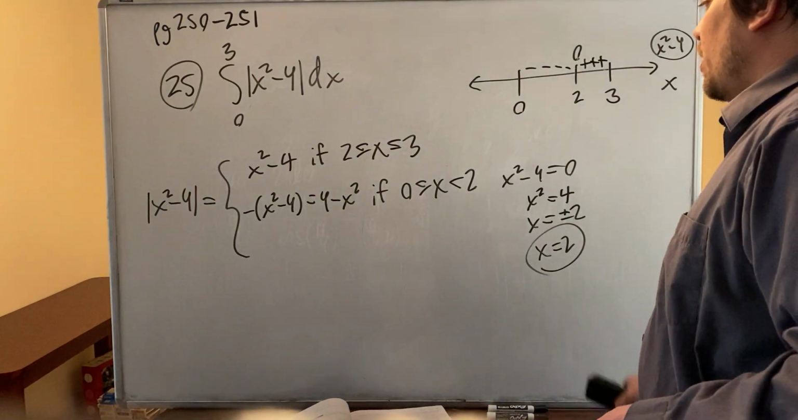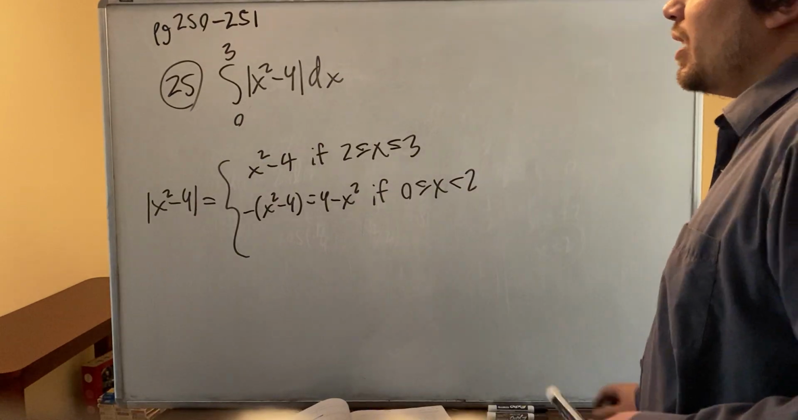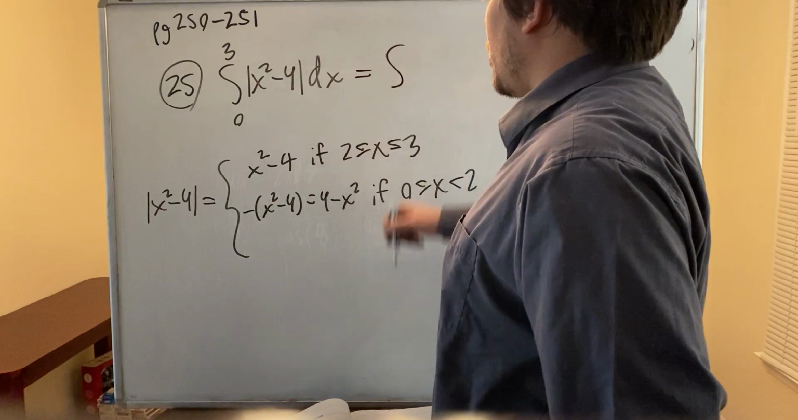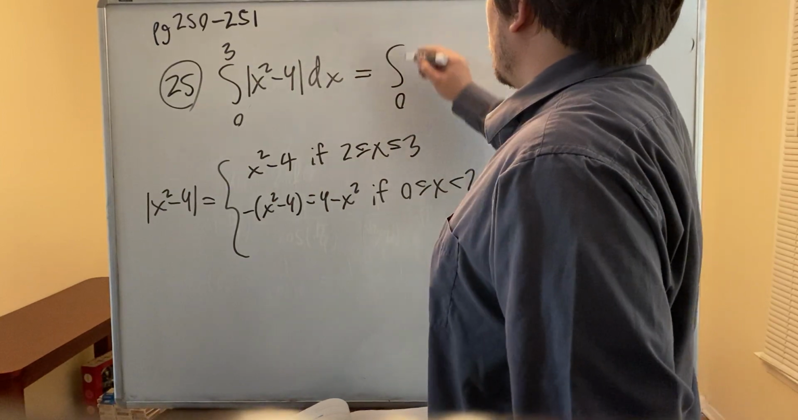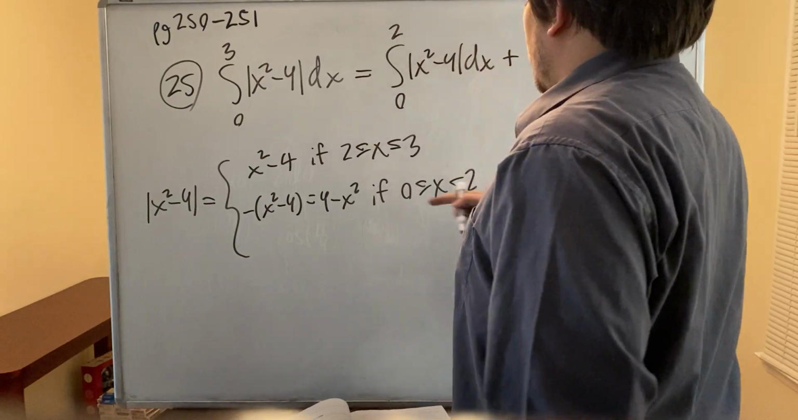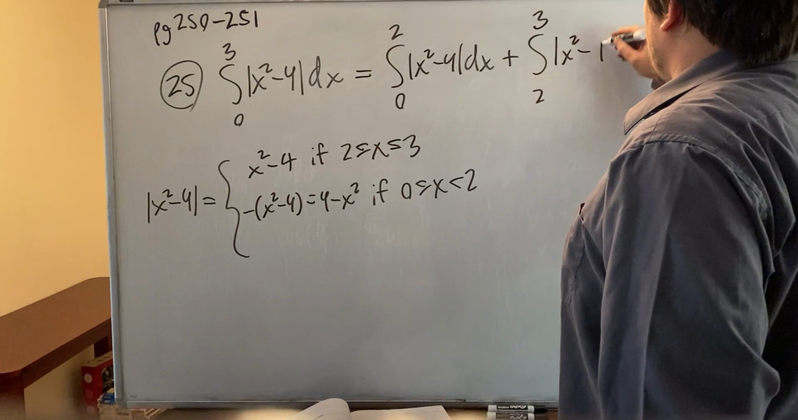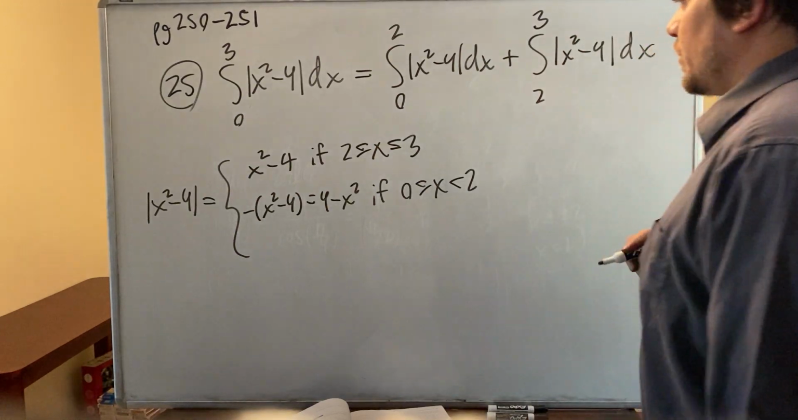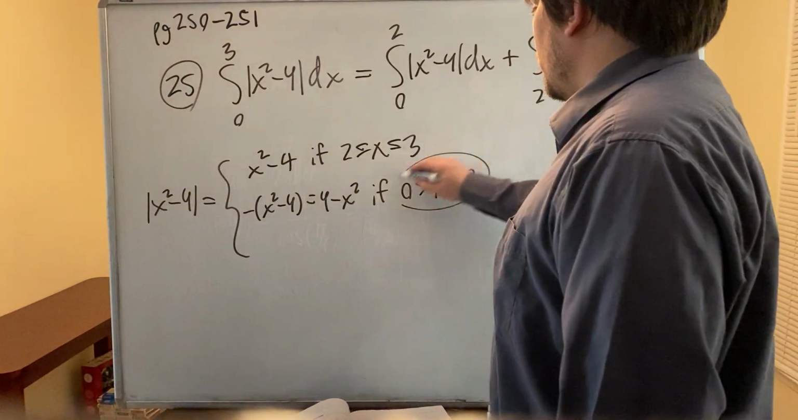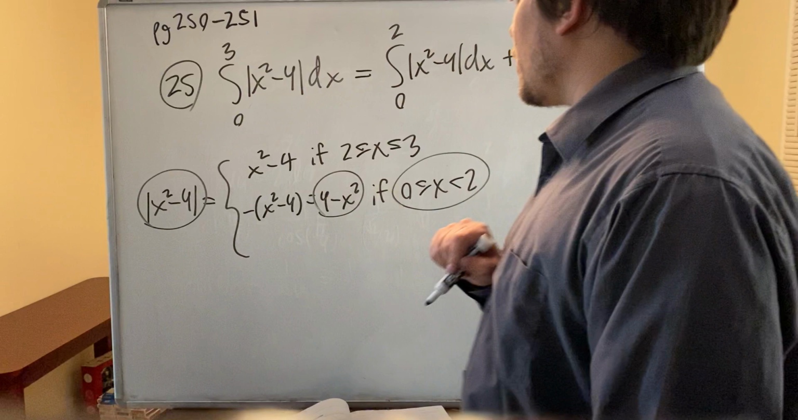Okay, so we now have a function for the absolute value of x squared minus 4. Let's separate this in the interval from 0 to 3 into two subintervals, 0 to 2 and from 2 to 3. If we're going from 0 to 2, then the absolute value of x squared minus 4 is 4 minus x squared.